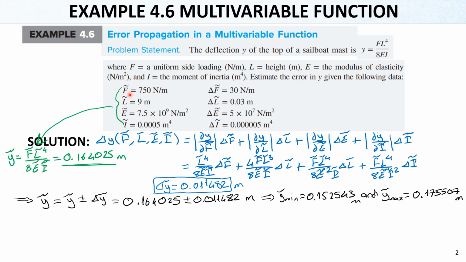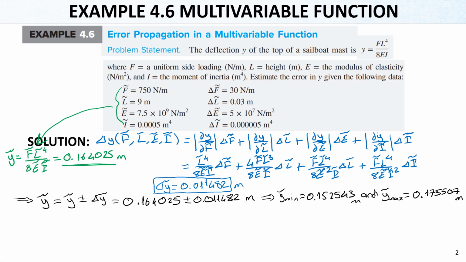What I mean is that we have the F value, for example, which is changing between plus minus 30 Newton meter. So we can subtract this error from this to get the F min. Also we can have F max by summing them, and we do the same for these and get minimum and maximum values. Then we put them into here to get exact y min and y max values. So let's write down the minimum and maximum values first.